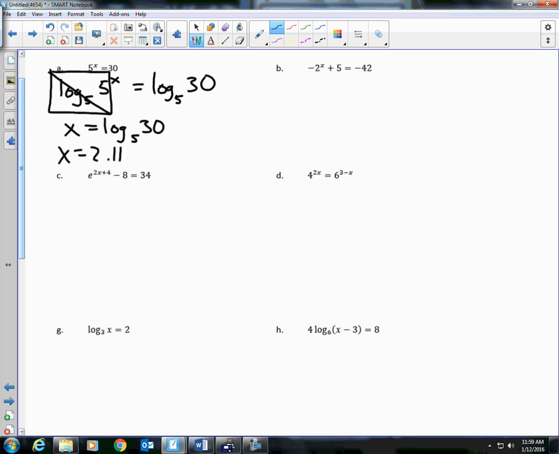Let's look at letter D. I have exponents on both sides here. If I take the log base 4 of the left side, it will work out the left side, but not the right side. If I take the log base 6 of the right side, it will work out the right side, but not the left side. So what we'll do is we'll do the log base 4 of both sides.